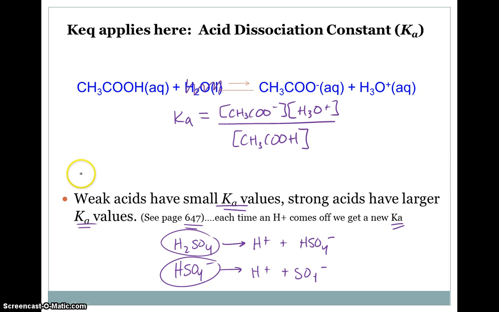So what we define Ka as is the acid dissociation constant. And all that tells us is the ratio of ions to molecules at equilibrium. So it's just a new application of the idea of Keq. Tomorrow what we're going to do is we're going to actually put some math into these types of problems just like we did in the last chapter.